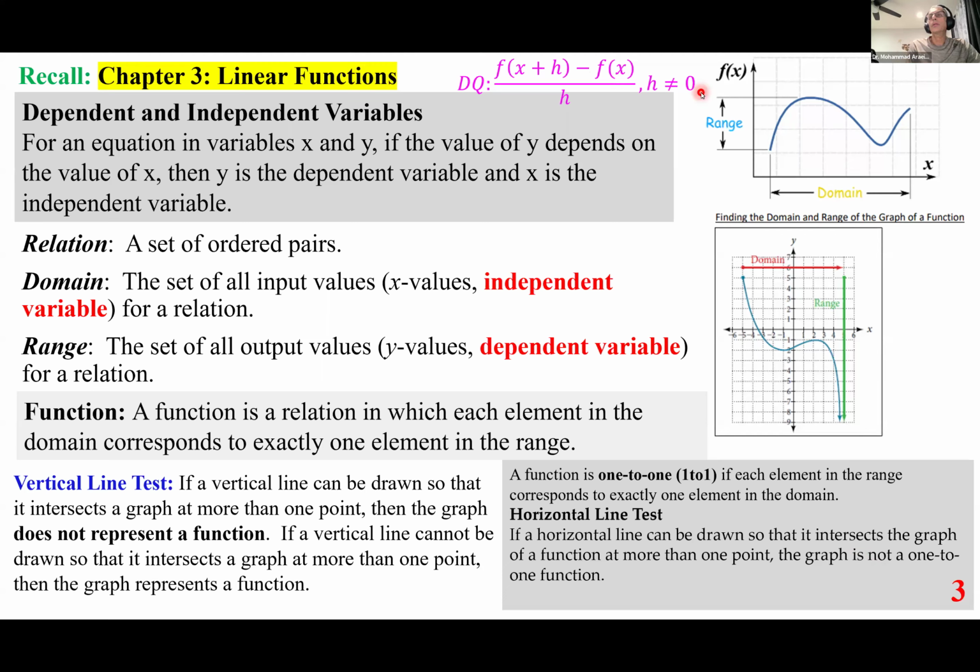And remember, rise over run, also known as the slope, if 2 points are given, or difference quotient, f of x plus h minus f of x, over h. Needless to say, the denominator, in this case h, cannot be 0.